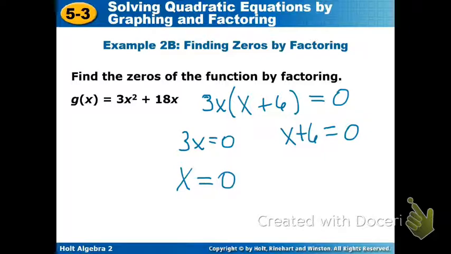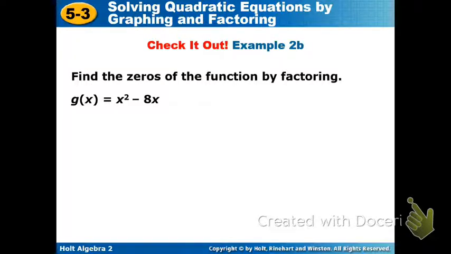So where is that hitting? It's hitting at the origin. It's going to be at 0, 0, which is the origin. What's your other 0 here? Negative 6. Okay? So that one would hit at negative 6.